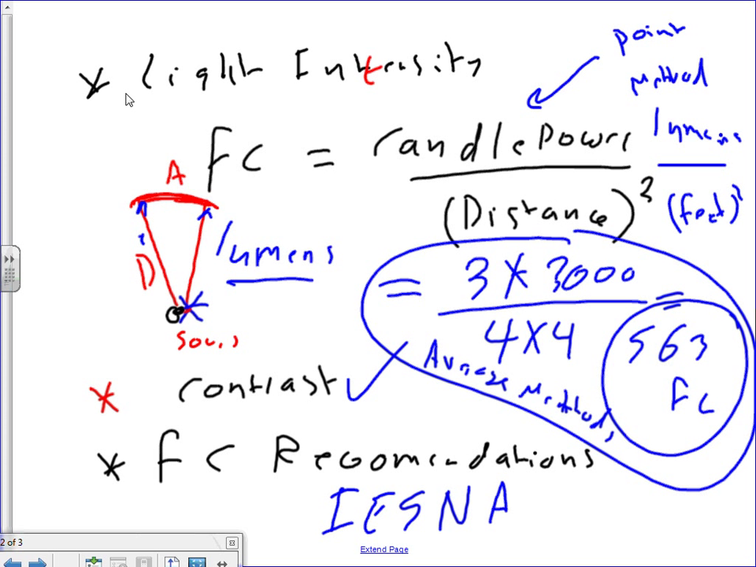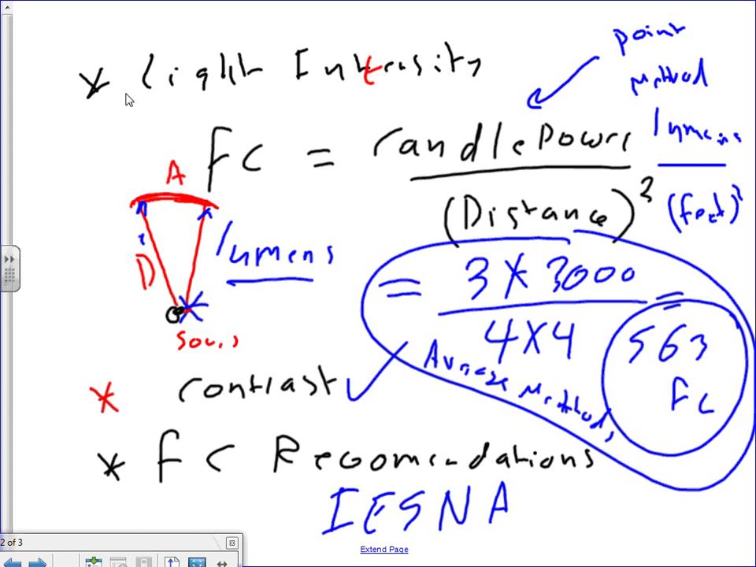Do you guys remember how they defined a volt? You define 1 volt as 1 amp pushing against a resistance of 1 ohm, that will get you 1 volt. Any comments, any questions? So take your lumens, divide them by the square of the distance, and that will get you the foot candle.